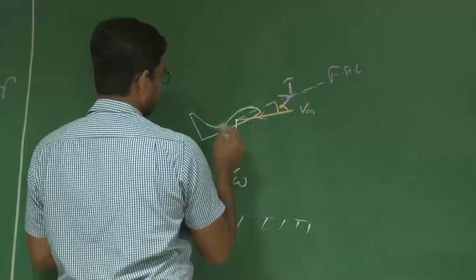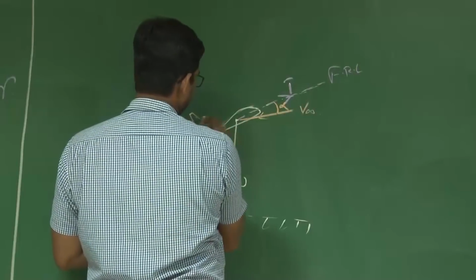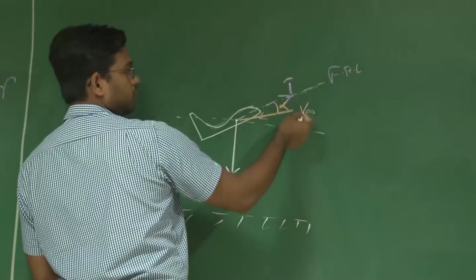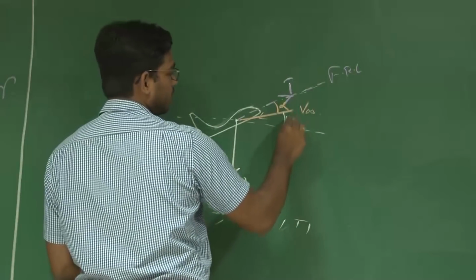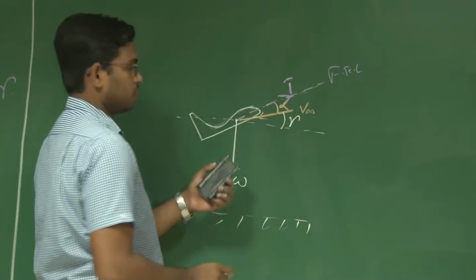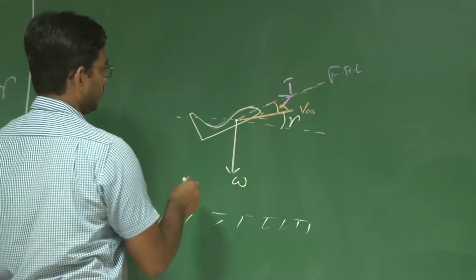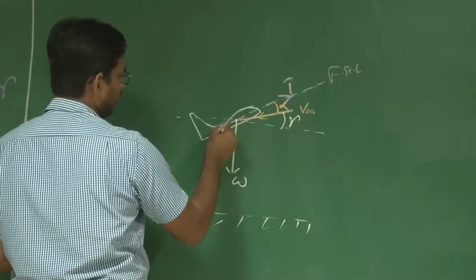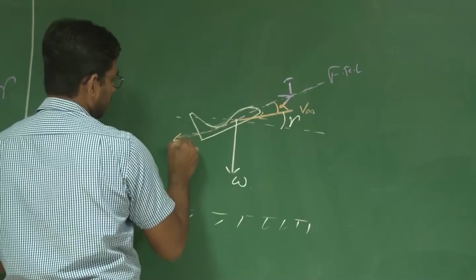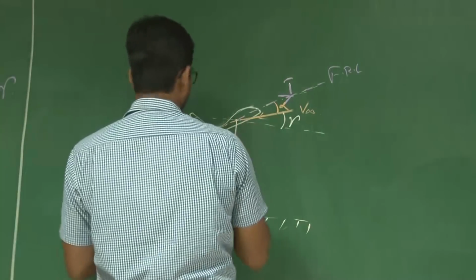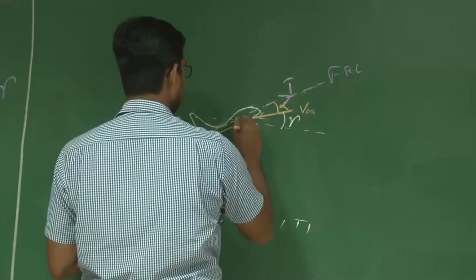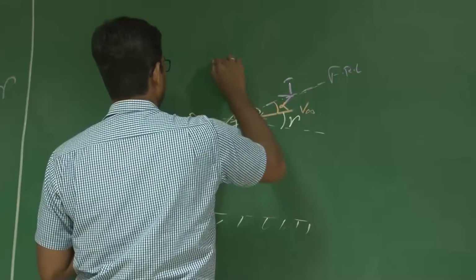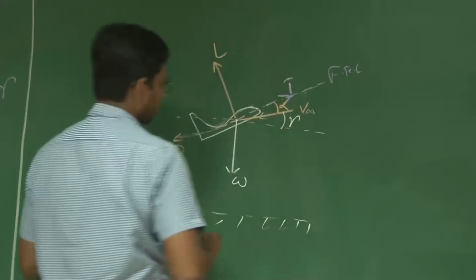So with respect to local horizontal, the aircraft is moving with V infinity in the direction gamma. Now what will be the direction of drag? Drag is along V infinity. This is drag, and you have lift, which is perpendicular to V infinity. So this is lift.